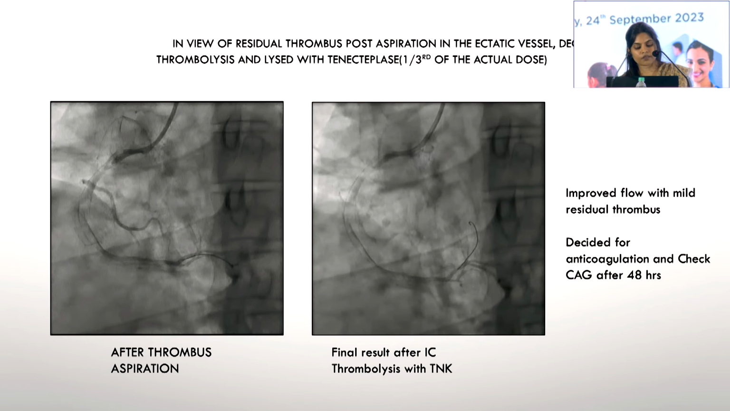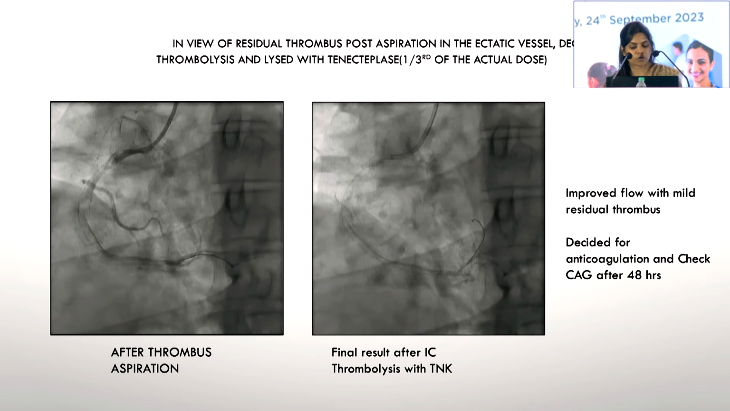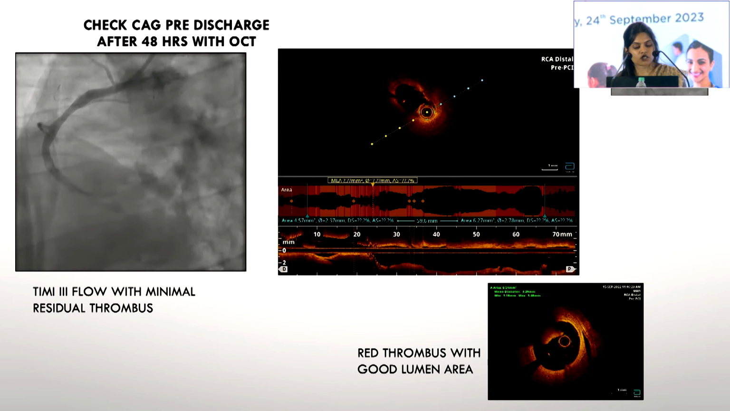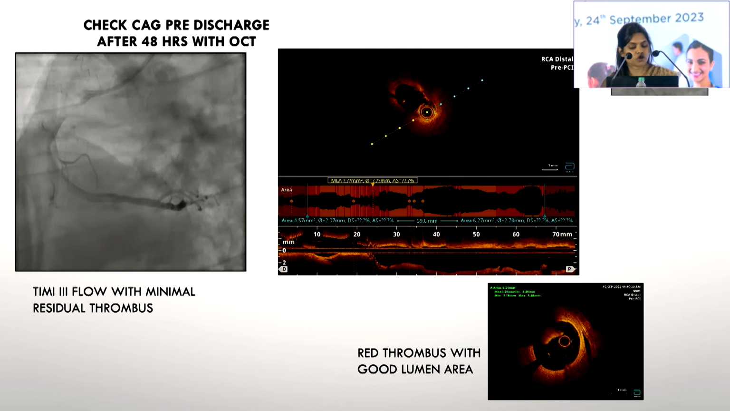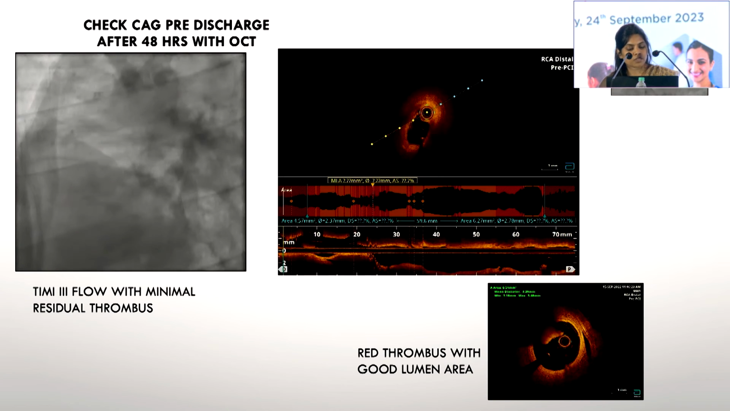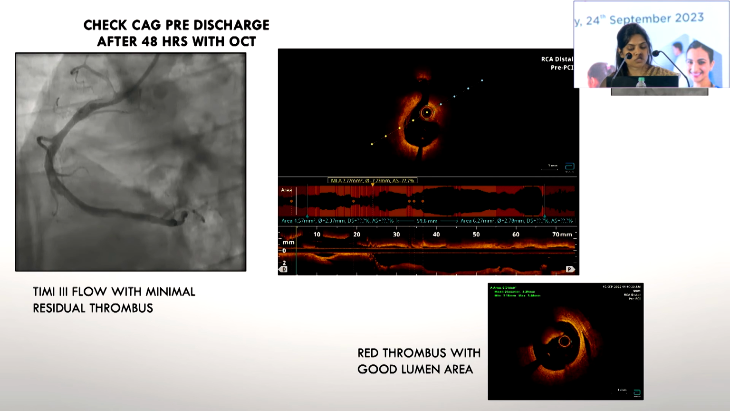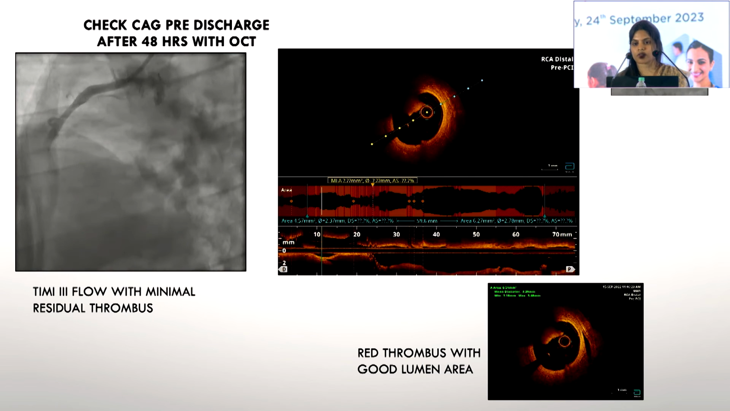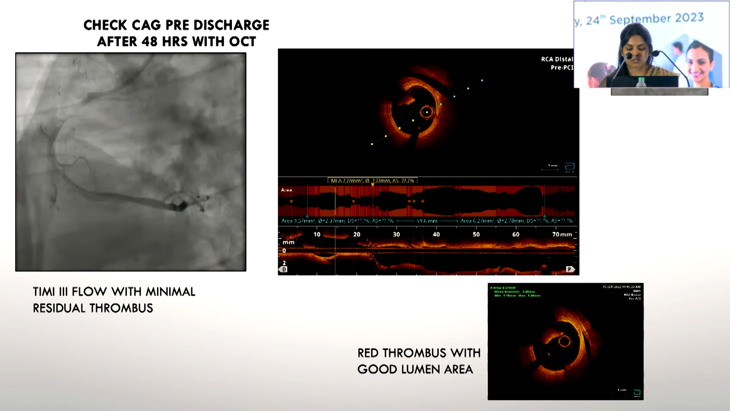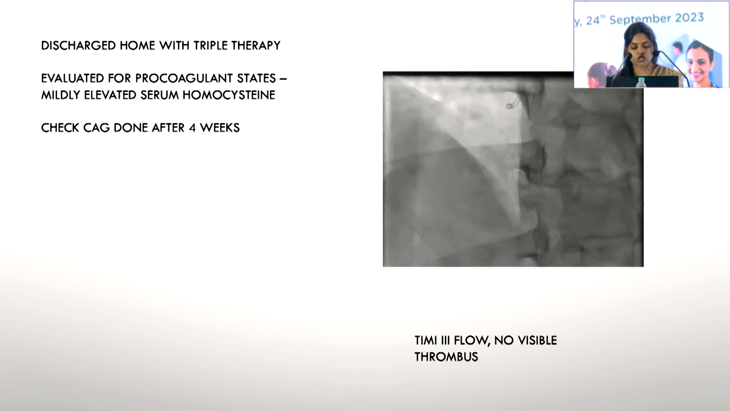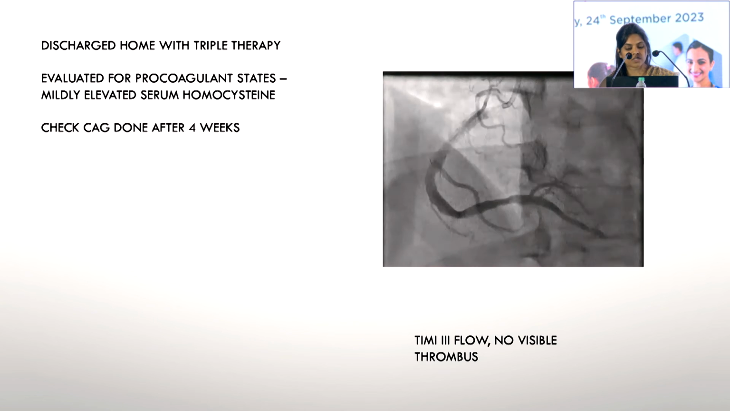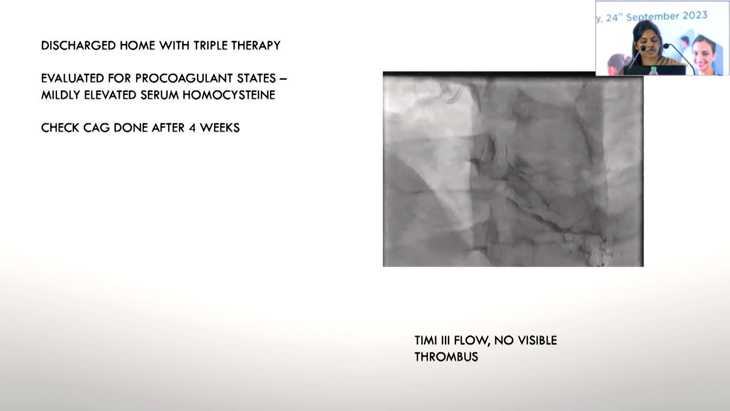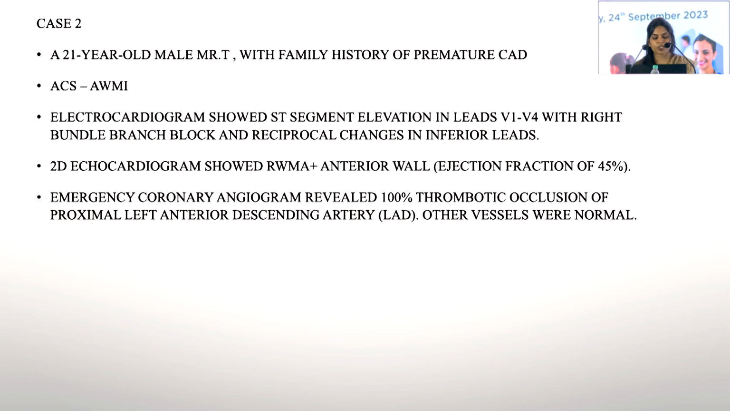In this case, we went ahead and used intracoronary thrombolysis, and 48 hours before discharge, we did a check angiogram. After the thrombolysis, the flow in the RCA looks better, and the OCT showed us red thrombus. There's no plaque erosion or rupture. It's just a thrombus-filled RCA. So we discharged him with triple therapy, which included a NOAC. And after 4 weeks, we did a check angiogram, which looks TIMI-3 flow, and there's no visible thrombus angiographically. That's how imaging helps us.